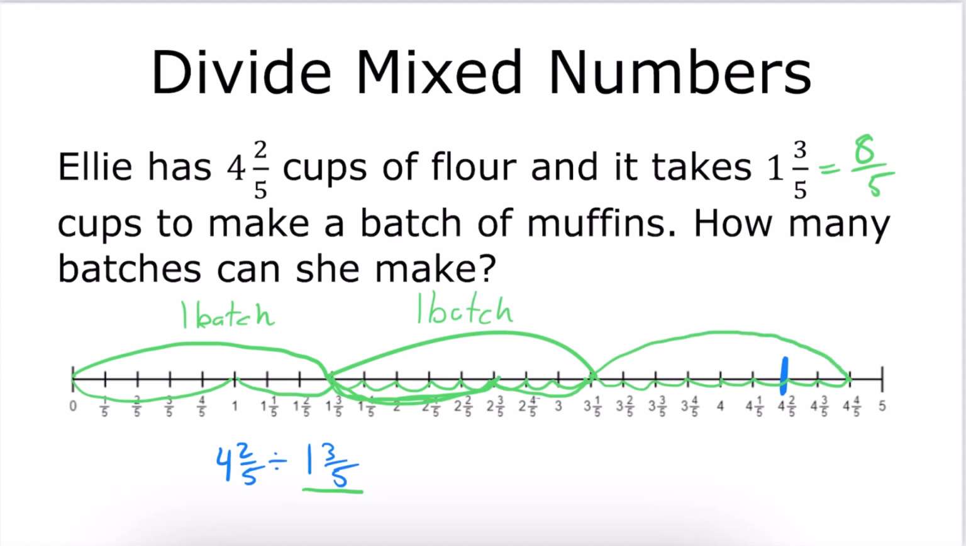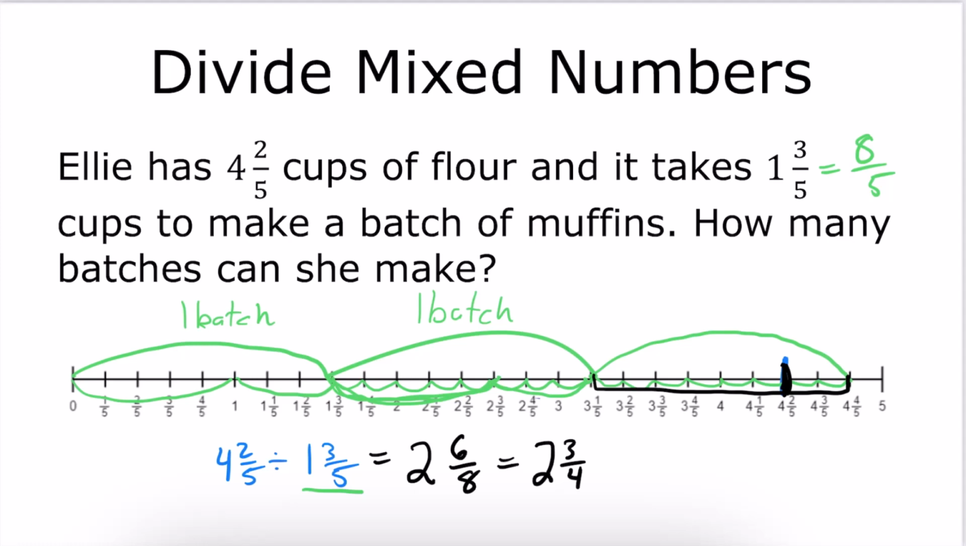However, we don't have that much flour because we only have 4 2/5. So what this means is that our answer is that we can make 2 full batches and we can make a fraction of a batch. So to make a whole batch, we would need 8/5, and we only have 6 of those. And so that means that the fraction of a batch that we can make is 6/8, which you could also reduce to be 3/4. So it looks like we can make 2 3/4 of a batch of muffins.